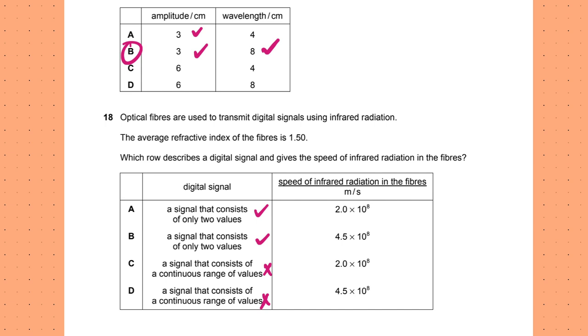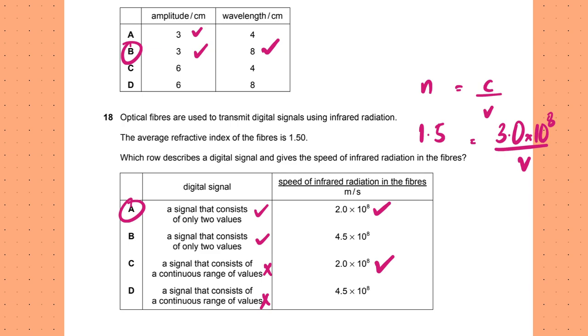So only two values. And if we think about the other one, which is the speed of infrared radiation, so now you need to use this formula, that n equals c over v. So n is 1.5, c is the speed of light, 3.0 × 10^8. So you will calculate v, it will turn out to be 2 × 10^8. So that's A.